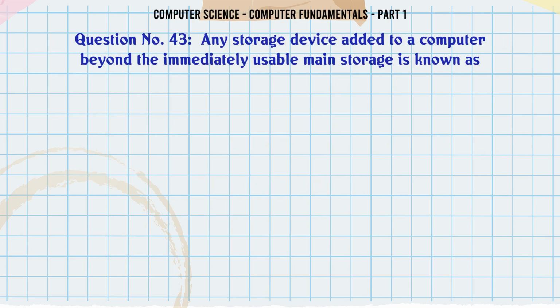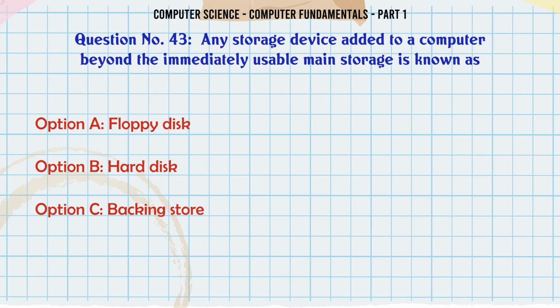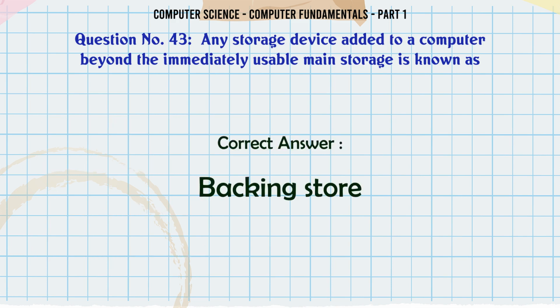Any storage device added to a computer beyond the immediately usable main storage is known as A. Floppy disk. B. Hard disk. C. Backing store. D. Punched card. The correct answer is backing store.